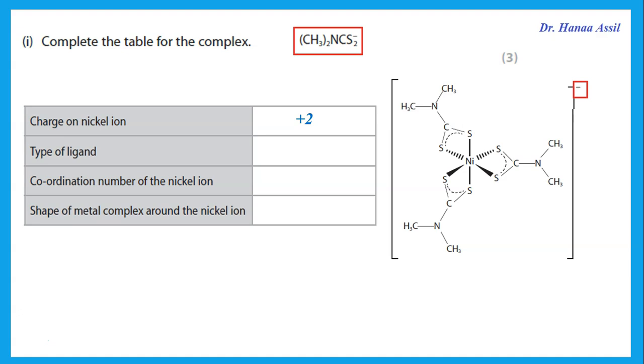What type of ligand is this? You can see that each of the ligands makes 2 dative bonds to the central metal ion. So this is called a bidentate ligand. What is the coordination number of the nickel ion? Remember, coordination number is the total number of dative bonds made to the nickel ion. This is a total of 6 dative bonds. What would be the shape of the metal complex around the nickel when we have 6 dative bonds? They are arranged in an octahedral structure.